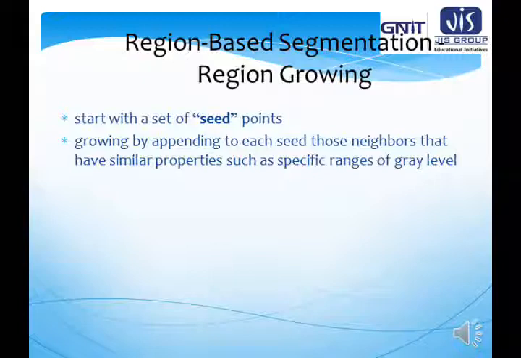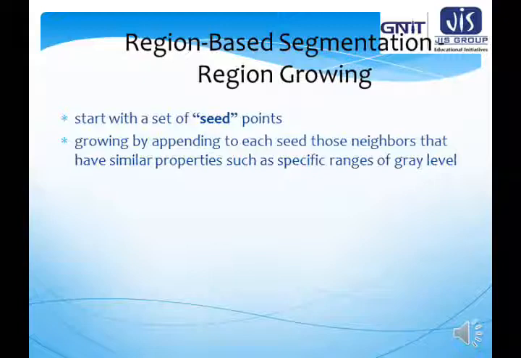From here we have to keep in mind a very important point, which is known as the seed point. The seed point is a very important parameter from where we have to start. Seeds are nothing but pixels which we choose from where we will start. So we start with a set of seed points, then grow by appending to each seed those neighbors that have similar properties, such as specific ranges of gray levels.